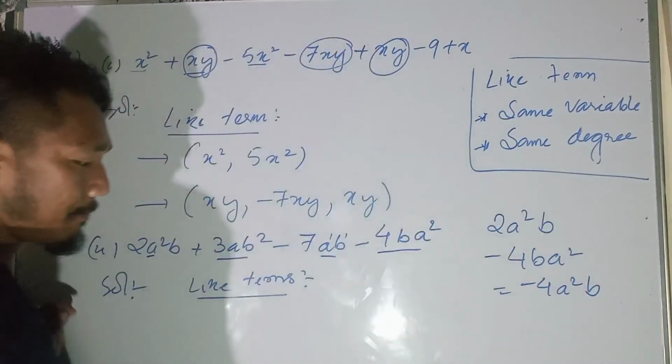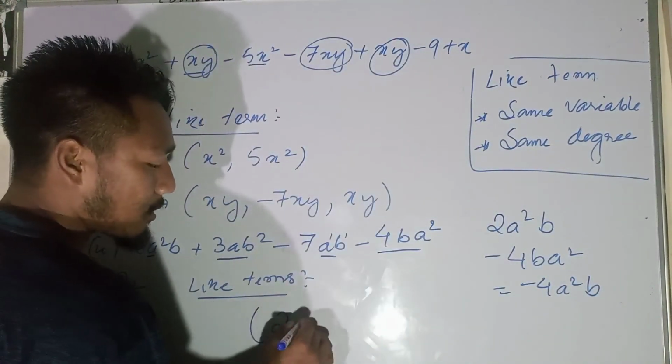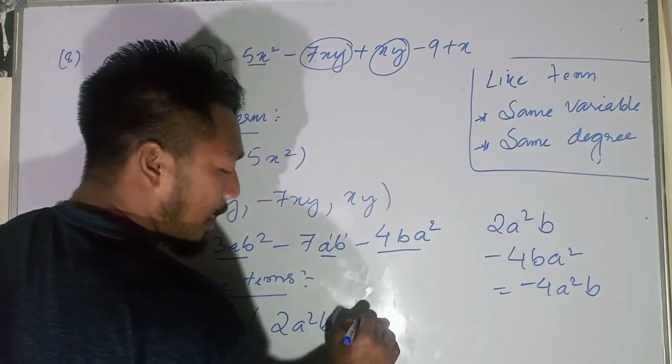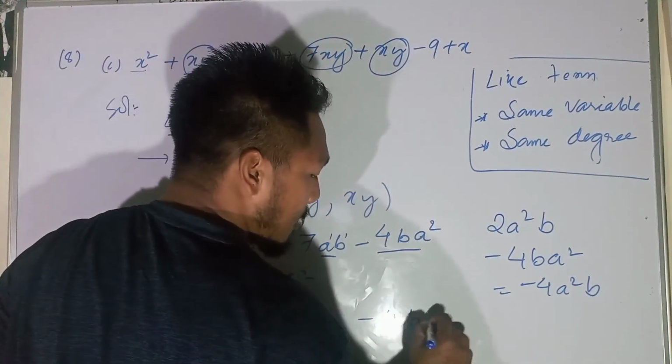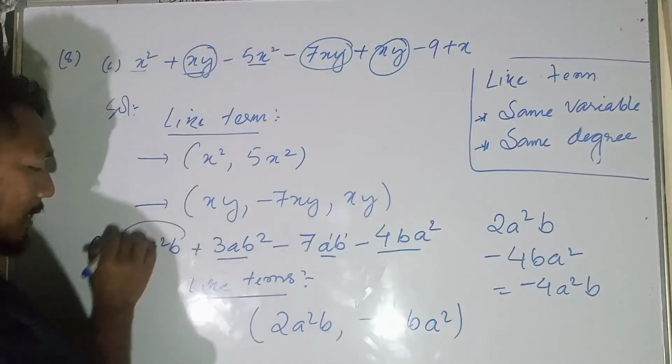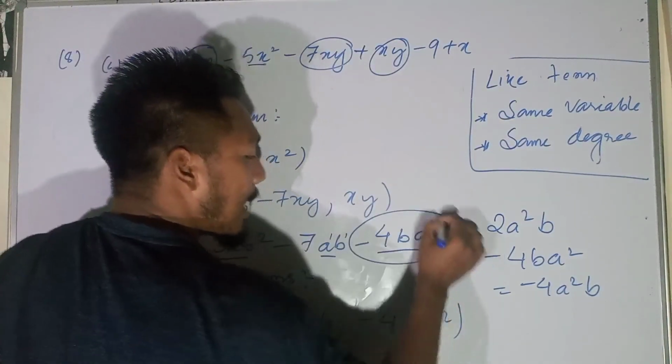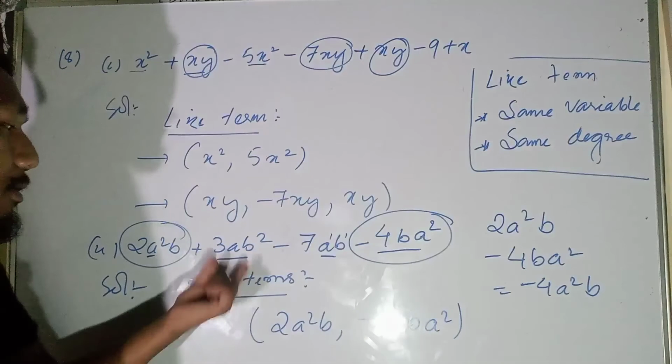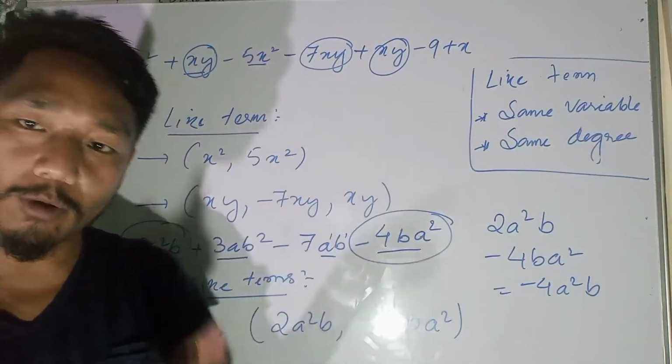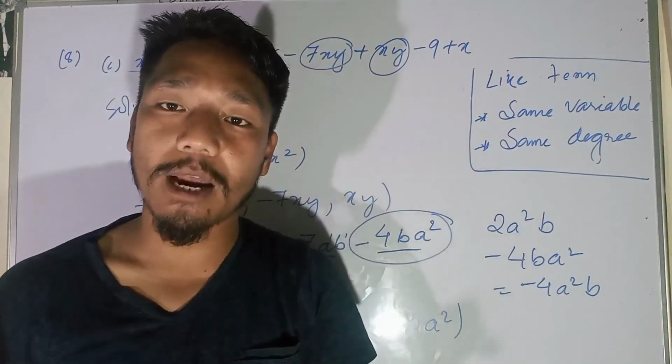So they are the same, right? So this is the only like term. The remaining ones are all unlike terms. So these two are the only like terms. The remaining, their powers are not the same. Though the variables are the same, their powers are not the same.